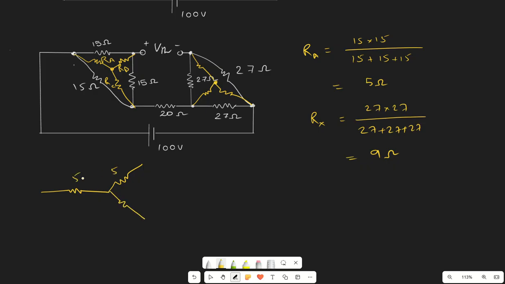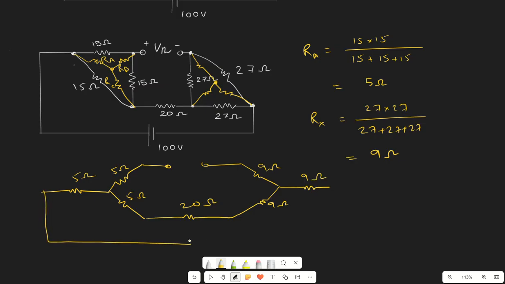So we have 5 ohm, 5 ohm, this is also 5 ohm, and then we have RTH or VTH here. Then we have this resistance below, which is 20 ohm. Then we have here a star of 9 ohm. And the remaining circuit is we have a 100-volt supply. Now the circuit becomes very easy, having only a single loop, right?